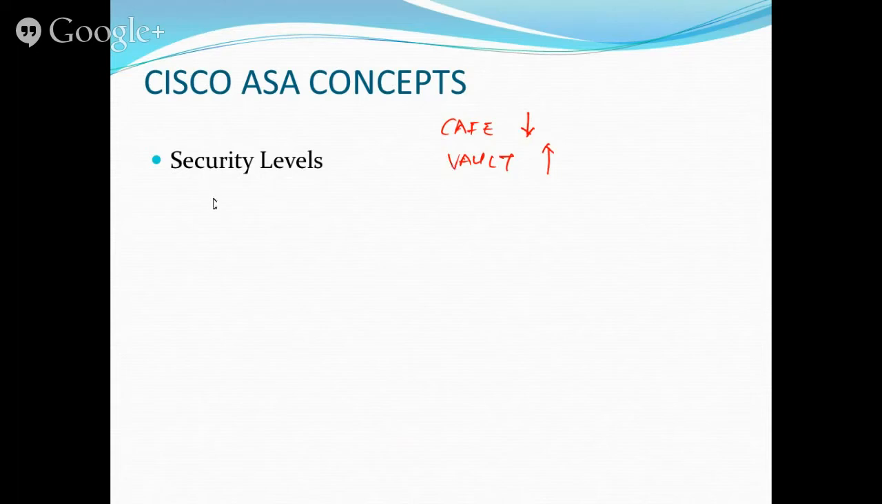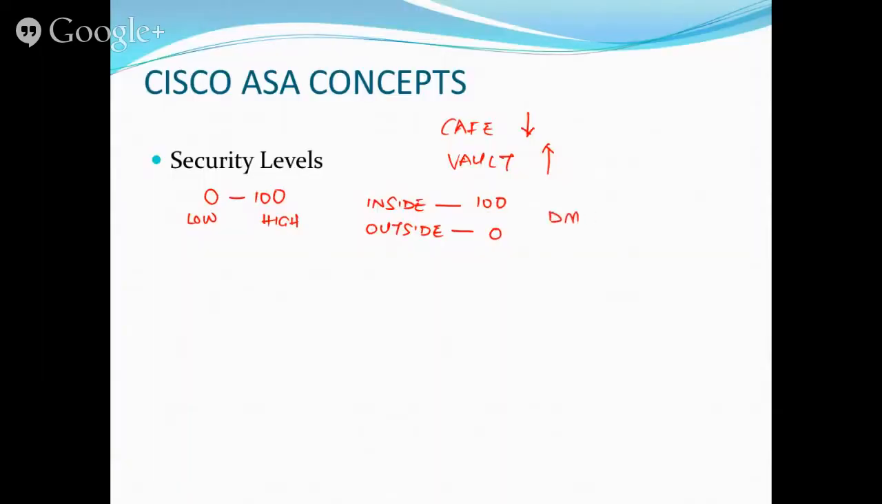So, for example, on the ASA, you can assign security levels between 0 and 100. 0 is the lowest and 100 is the highest. Now, if you're dealing with a basic configuration, you usually have inside and outside. Inside is just your LAN and outside would probably be your internet. We assign inside to 100 and outside to 0. Sometimes you have something in between, like a DMZ, and you can assign your DMZ to 50.